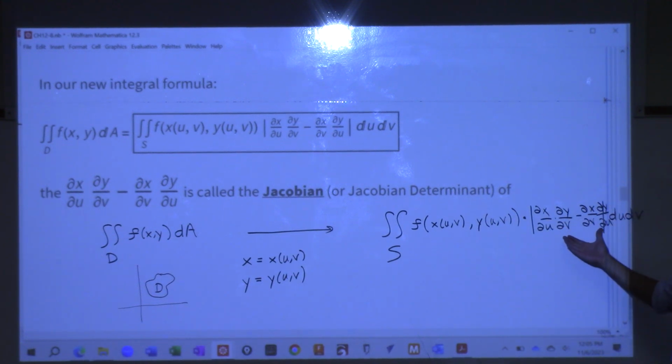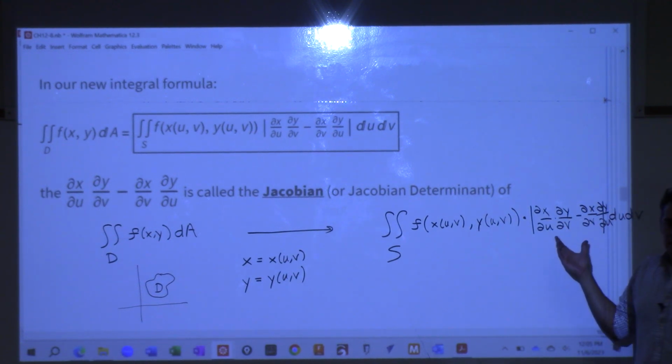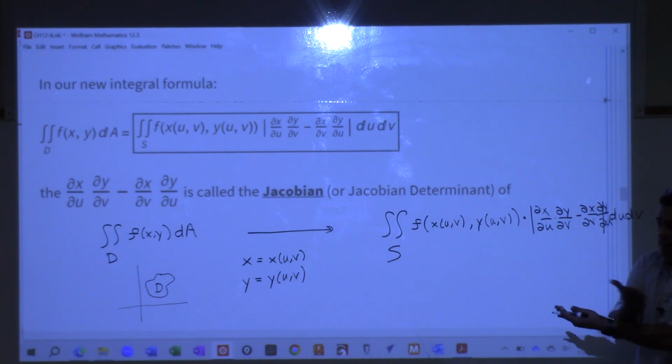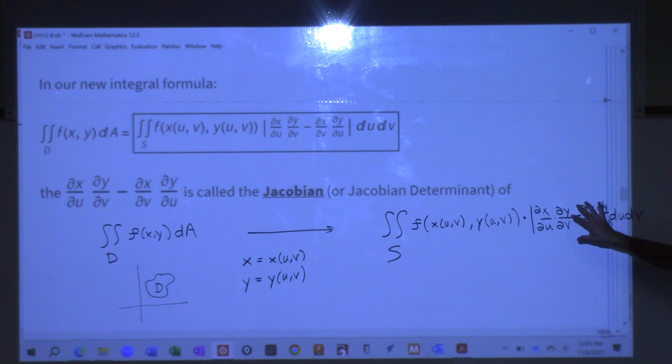This is the cross product of two vectors and their magnitude. That's what this is right here. I don't want to get into it. So this is what we get.